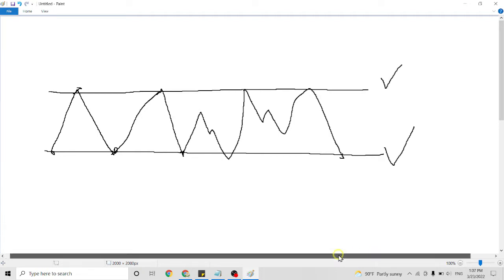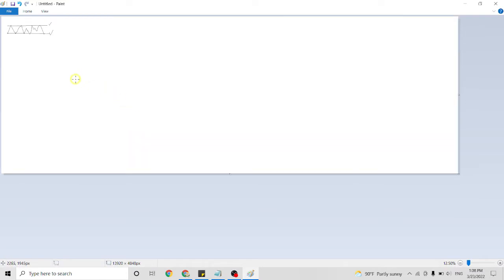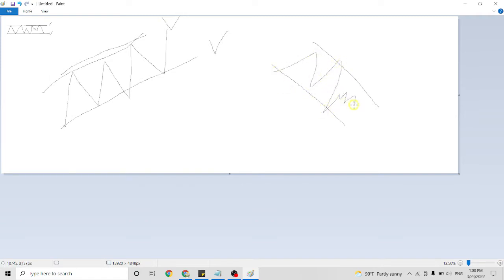So another one is this. This is twin line in uptrend. Okay, this is twin line in downtrend. So this line we call twin line in downtrend.